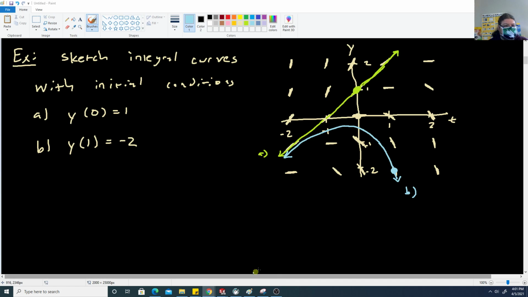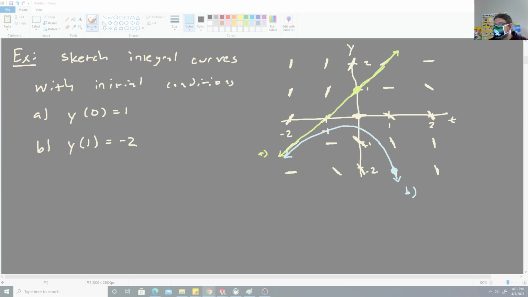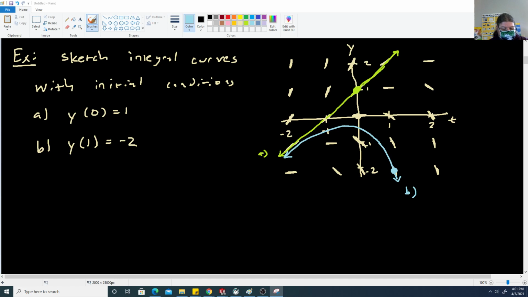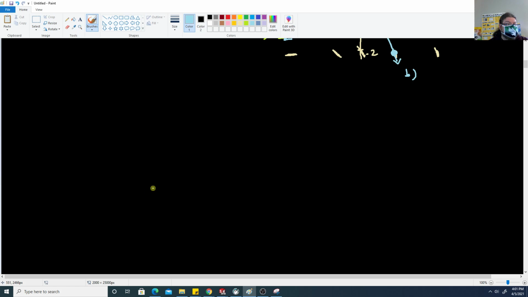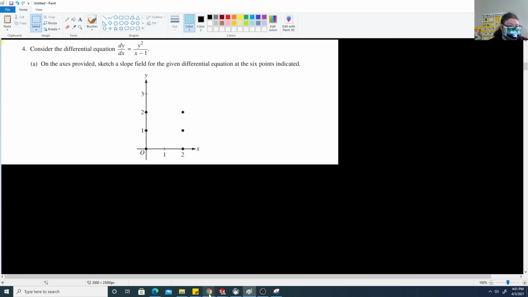Let me pull up real quick one of these from the AP test, and then we'll look at a couple more of these. So this is from the released stuff on the AP test. I put that at the top of the modules, so you all can go there. So here's an example of a free response one of these on the AP test. They give us dy dx is y squared over x minus 1, and they want us to draw the slope field for these 6 points.